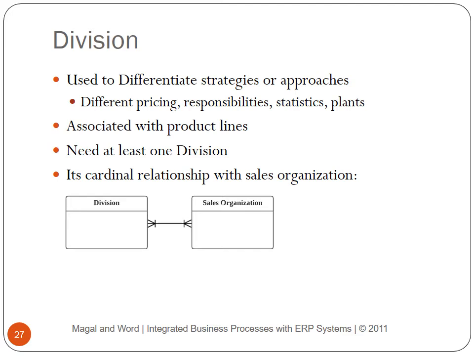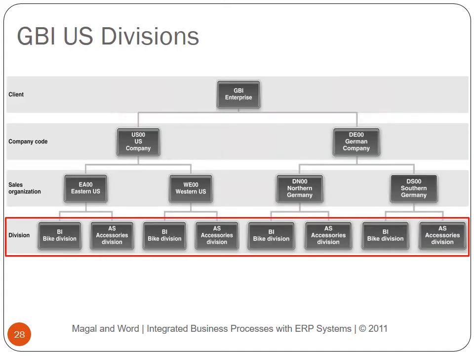A sales organization must have at least one division. A division can be assigned to multiple sales organizations, and a sales organization can include many divisions. This chart displays the bike and accessories divisions for GBI.